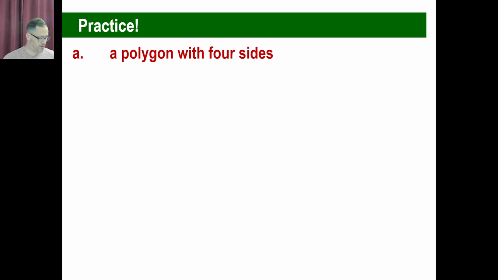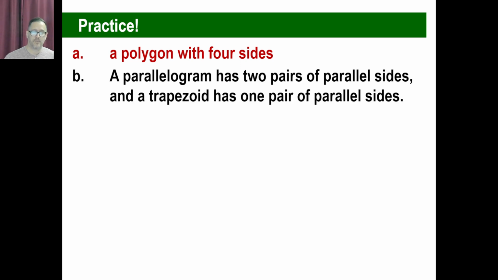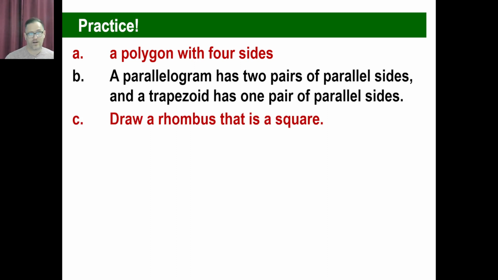All right, B, pause it, or excuse me, you already paused it, huh? The difference between a parallelogram and a trapezoid. A parallelogram has two pairs of parallel sides. A trapezoid has one pair. C, draw a rhombus that is a square. You just draw a rhombus that's a square.